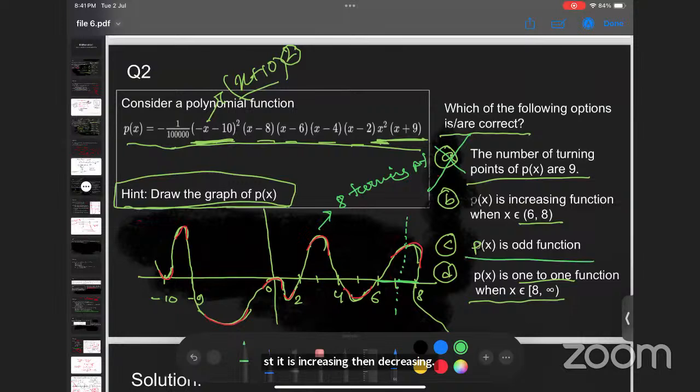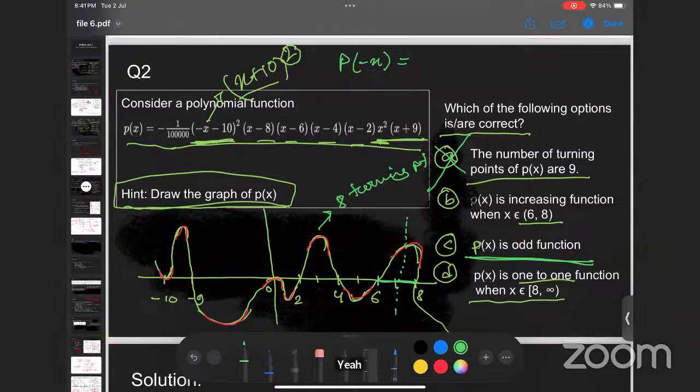What about this option? True. Yes, ma'am, it's correct. Okay, you can calculate this for symmetry about the y axis. What will be P of minus x? Minus P of x in case of odd.